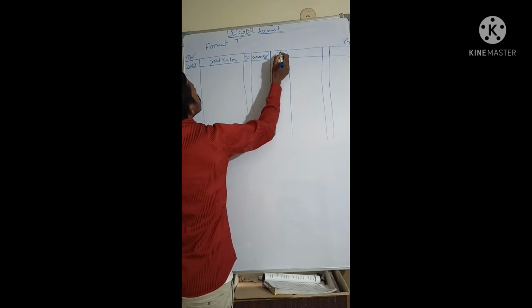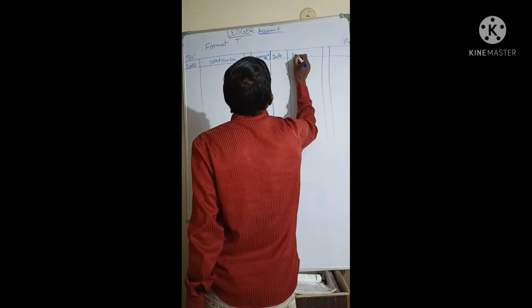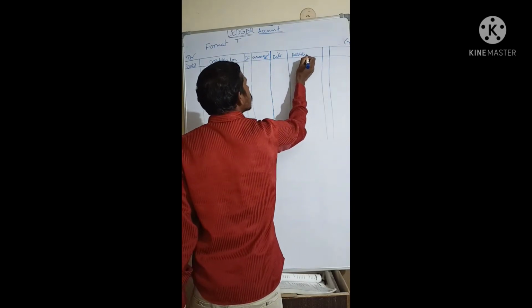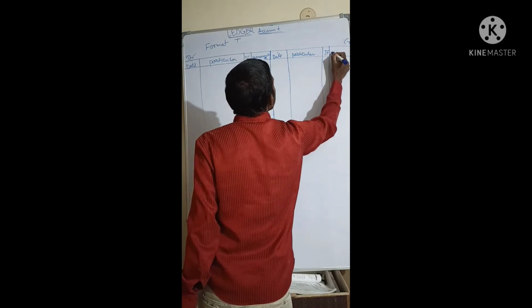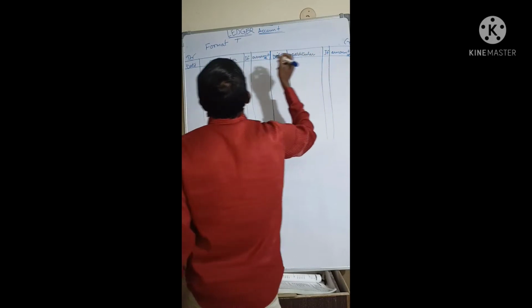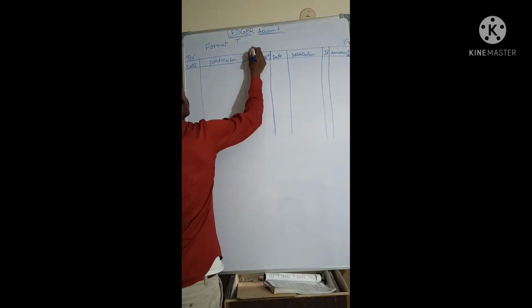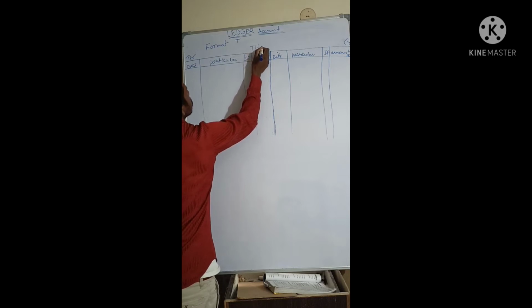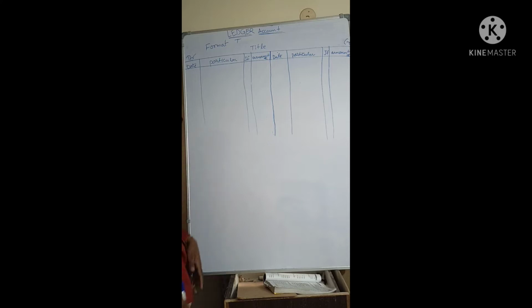Amount in rupees, date column, particular column, JF column, amount in rupees. Okay. Ledger account title, here we will write the title. For example, it is so and so account, a person account.